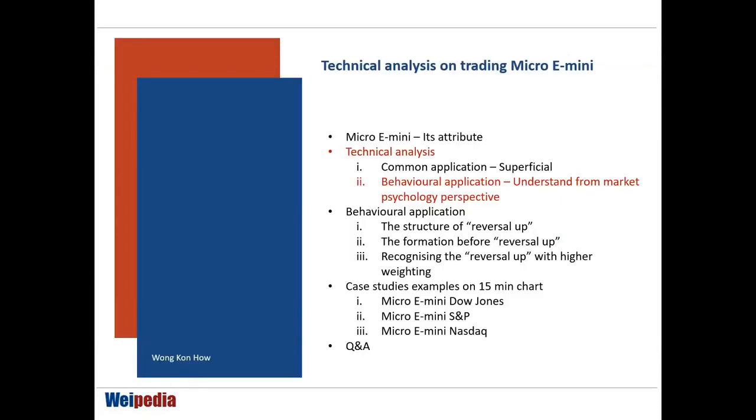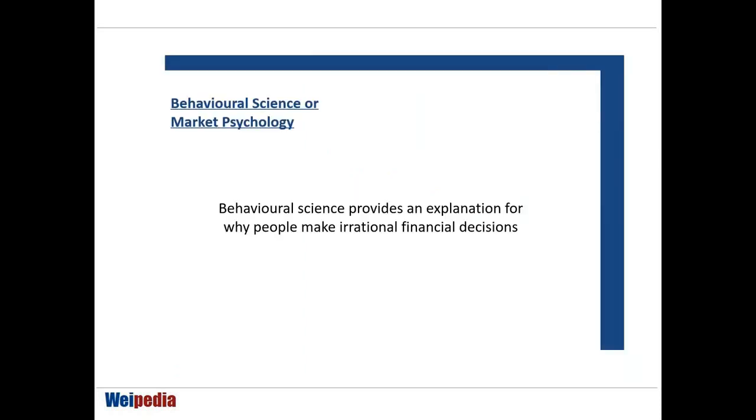Now, how should we analyze a chart? When we look at a chart, we are looking at a picture, and this picture represents human behavior, if you can still remember, of greed, fear, and confidence. So when I look at a chart, it's not just charting, but we're studying behavioral science. Behavioral science is a big word, but I would say we're studying the market psychology. Behavioral science provides an explanation for why people make irrational financial decisions.